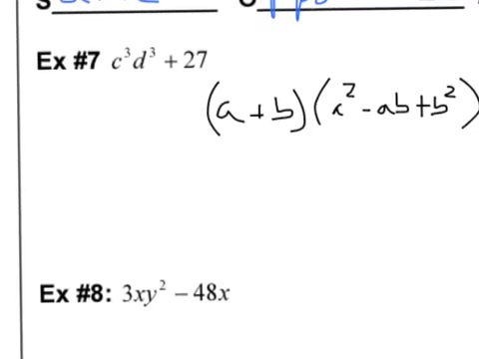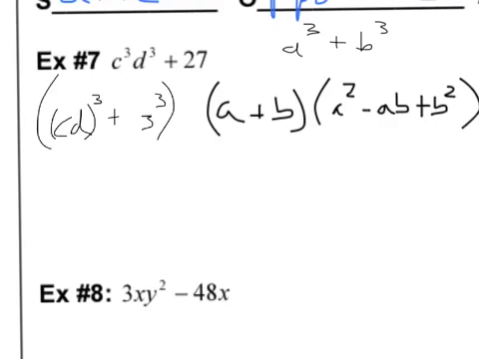Alright, first we need to rewrite this as, remember how it looked at the top? It was a cubed plus b cubed. So we need to figure out what our a and our b is in order to plug it into this thing. Well, I can rewrite this as cd cubed plus, can I write 27 as a cube? I can, because that is 3 cubed. There we go. So my a is cd, and my b is just 3.